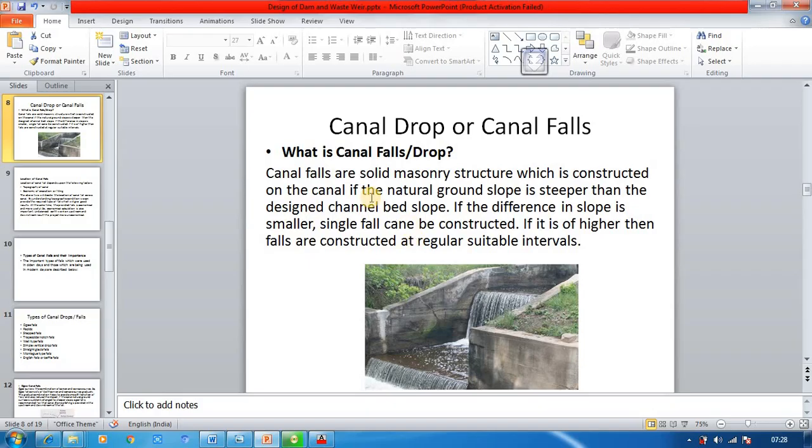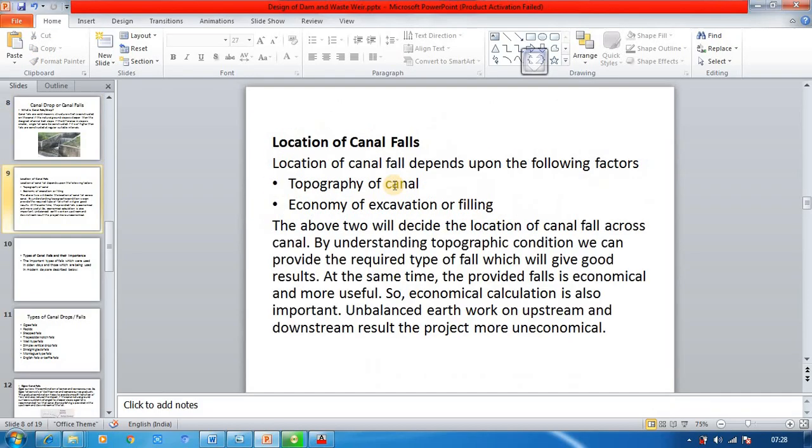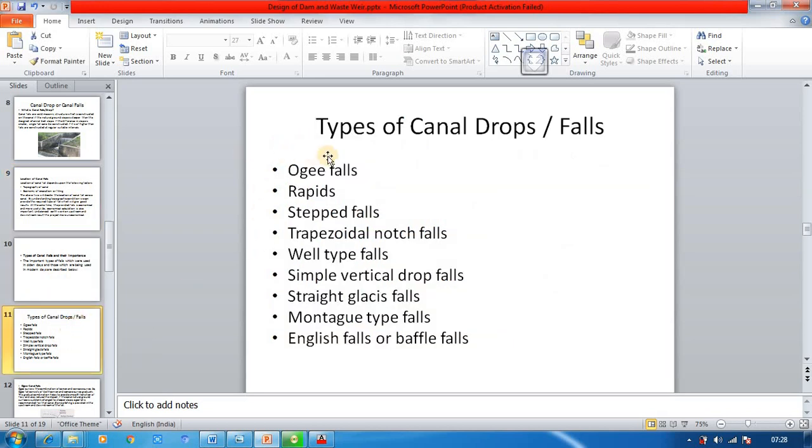So there are actually several types of canal drops, and they depend upon the topography of the canal, and economy of excavation or filling can also be achieved. Okay, so depending upon the topography, we will explain the different types of canal drops which are there. Ogee falls, rapid falls, stepped falls, trapezoidal notch fall, well type of fall, simple vertical drop fall, straight glacis fall, Montague canal fall, and English falls or baffle falls.